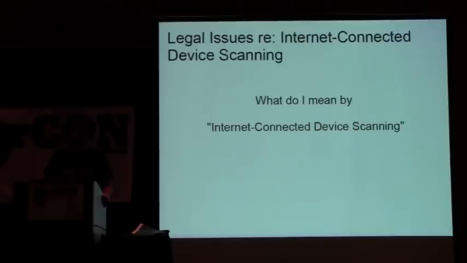And there's a couple ways you might go about that. You might try to log into the machine or access it directly. That's one way of quote-unquote scanning a device or learning more about it. Or you might look at the traffic that's going to or from the device. Both of those situations I'm going to cover today. There's laws about both of those, and that's what I mean by internet-connected device scanning.